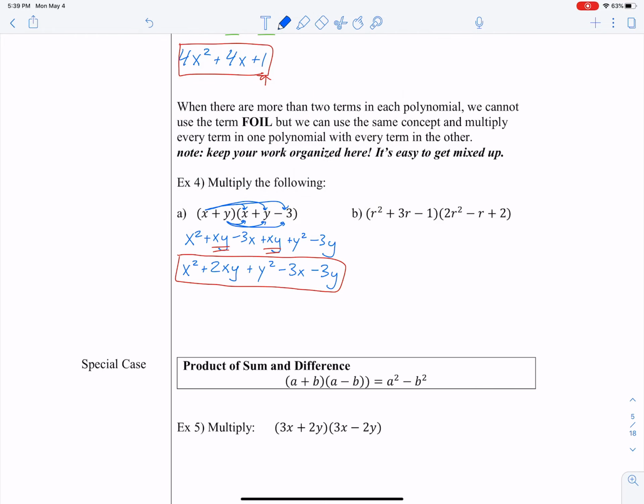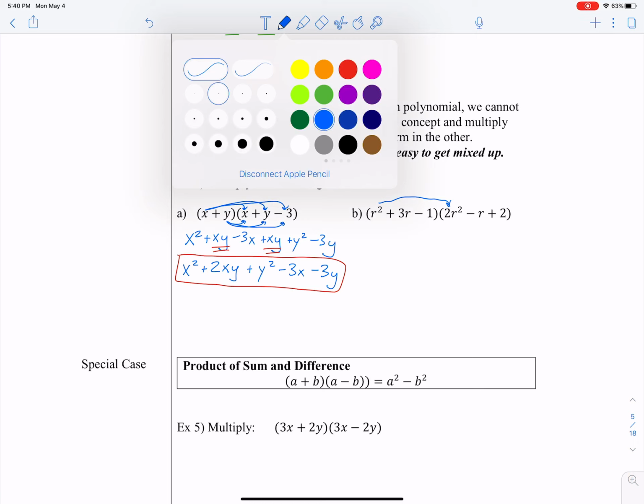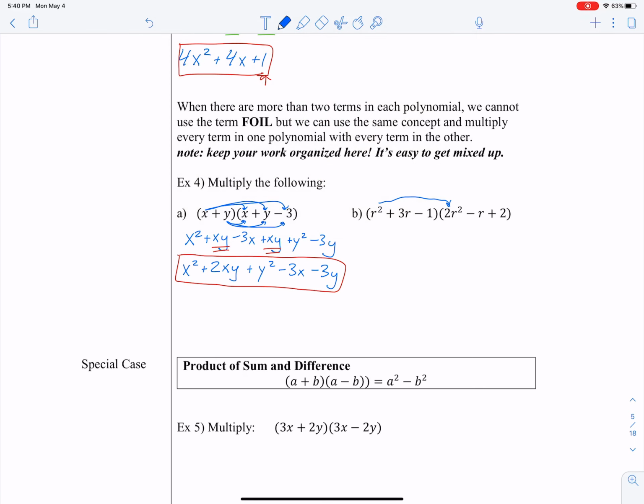Okay. Here I'm going to do the same thing. Start off with the first one times the first one. So here I have 2r to the 4. First one times the second one, I have negative r to the 3. First one times the third one, I have 2r squared.